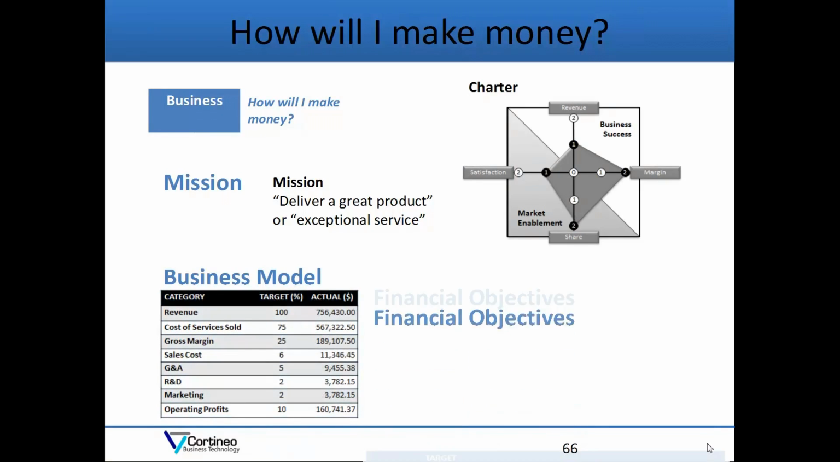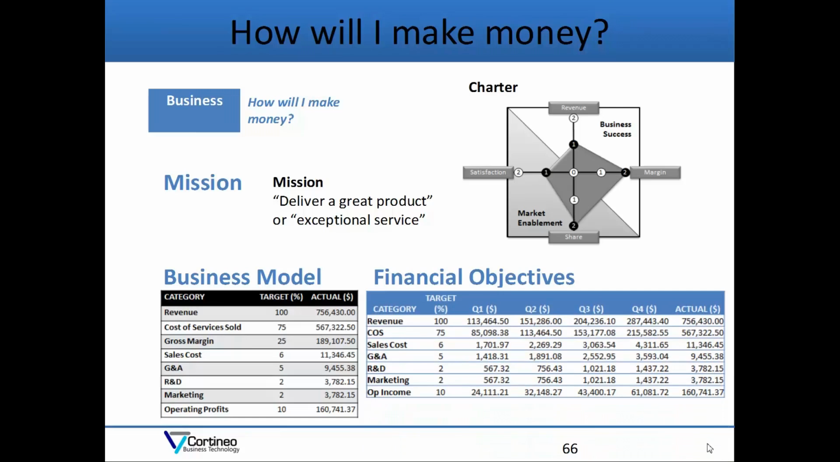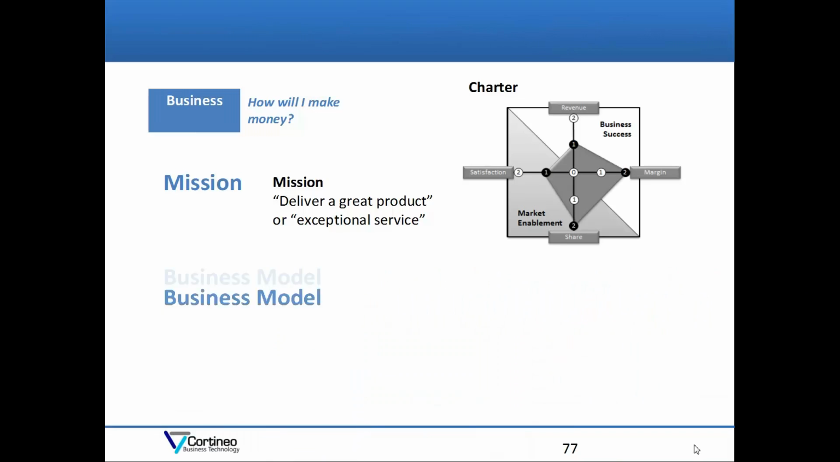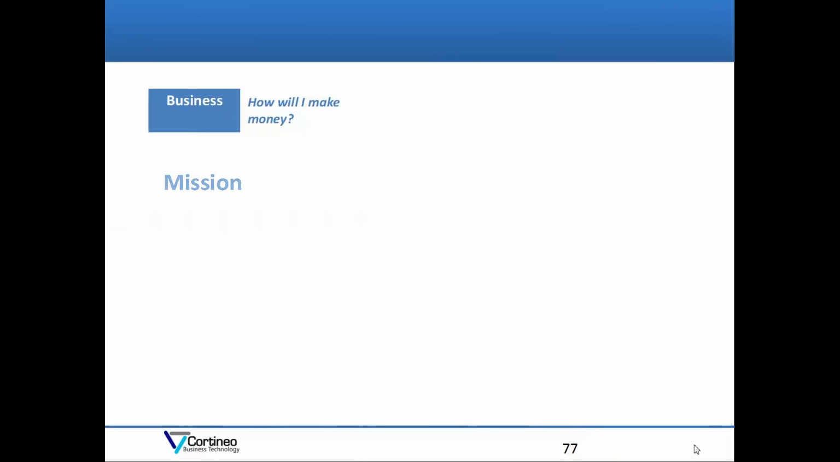Finally, the financial objectives help the business owner manage cash flow, hire employees, and invest in infrastructure. So the three focus areas of the business function are the mission and charter, business model, and financial objectives. Aligning these three areas gives you the plan for how you will make money.